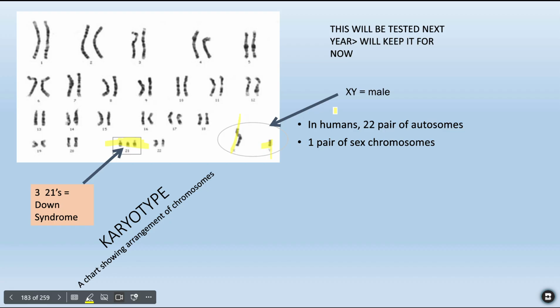Remember that every human has 23 pairs of chromosomes. 22 of them are used just to control your body. One of them is used for your sex.